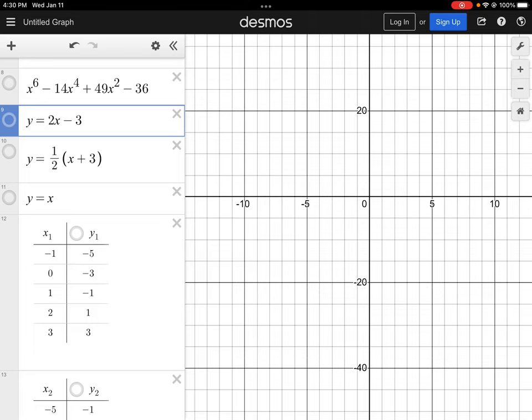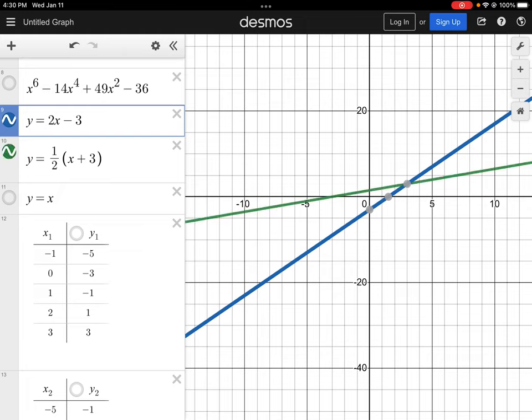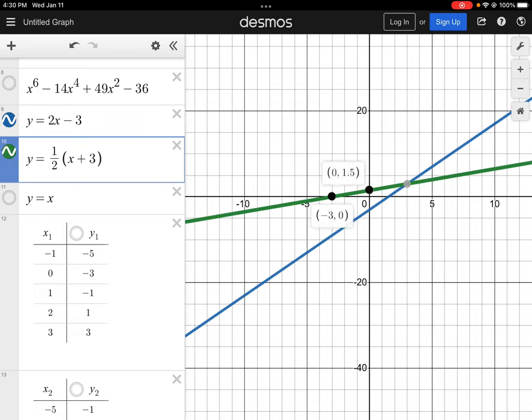I've already typed the two functions into the left side. Y equals 2x minus 3, let's turn that one on. Y equals a half times x plus 3, let's turn that one on. We can see the two lines intersect. We could find the point of intersection just by clicking on the graph, which is very nice. We can also easily find the x-intercepts and the y-intercepts of both lines. We could jump to the other line and see the y-intercept and the x-intercept. Desmos is a very helpful tool when we are learning about functions.